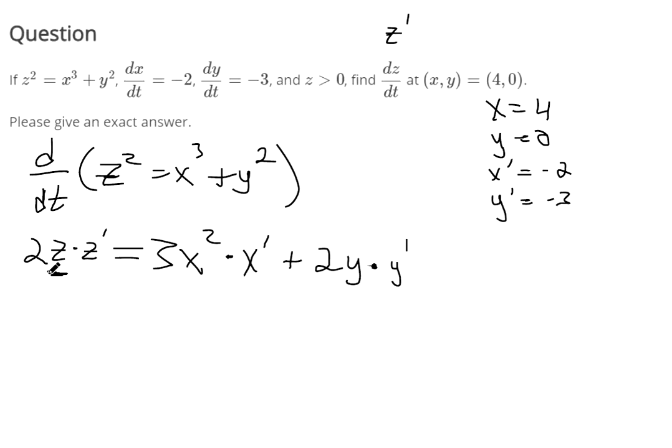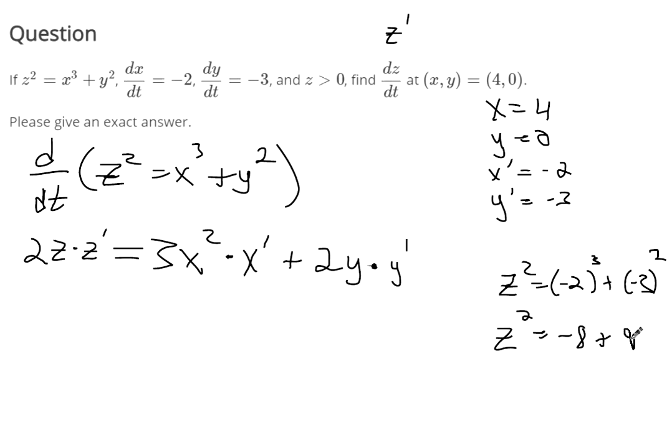We need to know what z is, or else we can't get z prime by itself without putting in terms of z. We can get z though. We can get this value because of the original equation. If you go back in here and you plug in the given information, if you plug in -2 for x and then -3 for y, that's something we can solve. -2 cubed is -8. -3 squared is 9. Add those together, that makes 1. So z is going to equal 1.